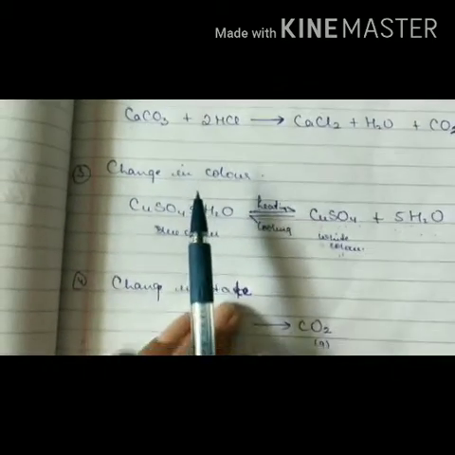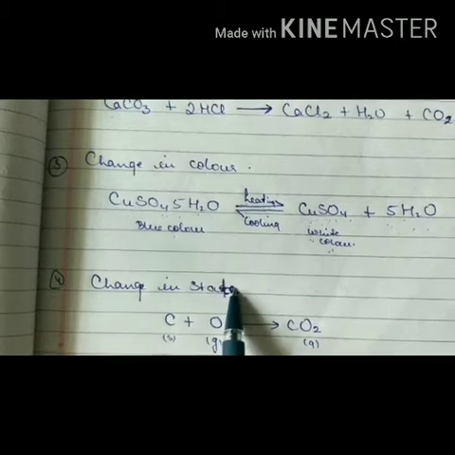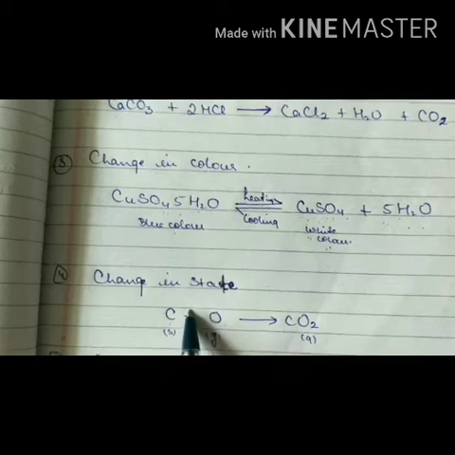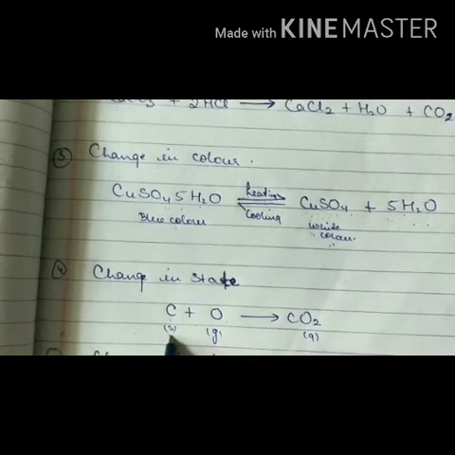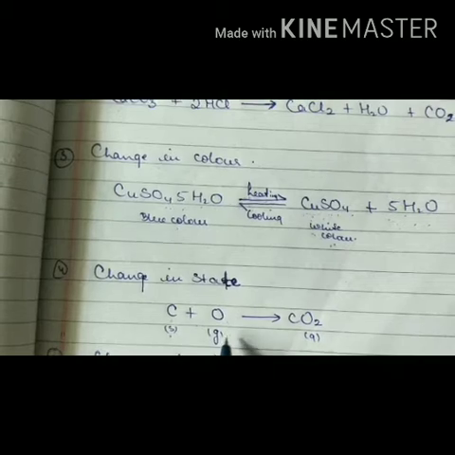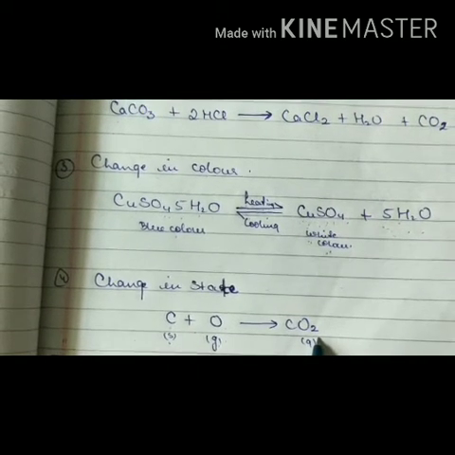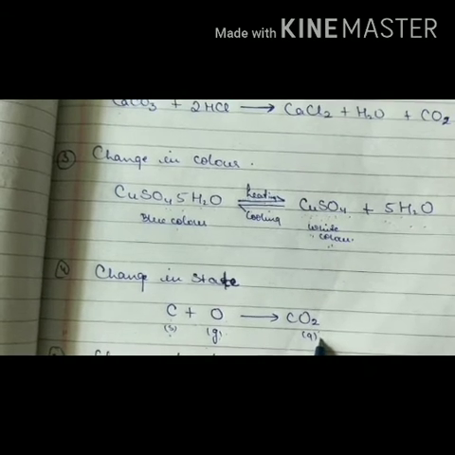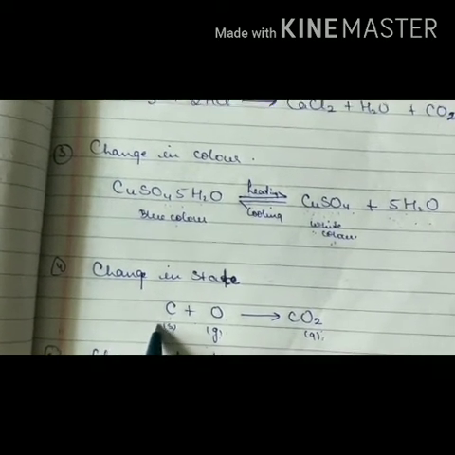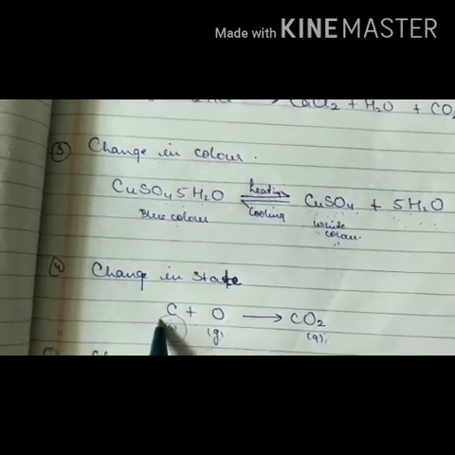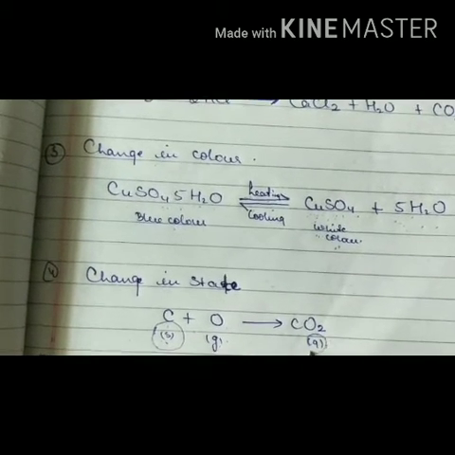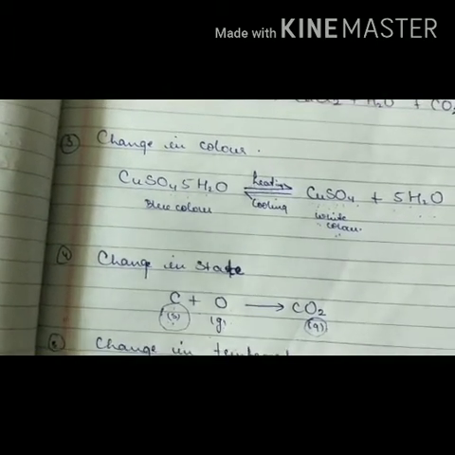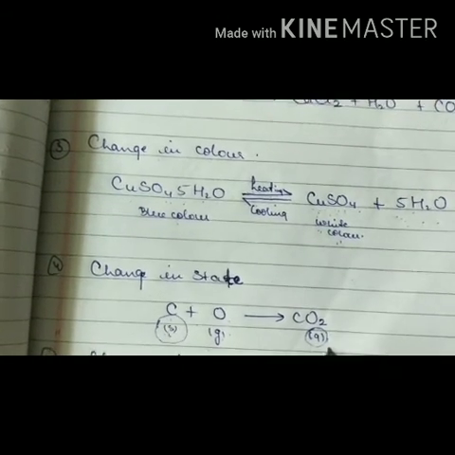Now the fourth change is the change of state. Here you can see carbon and oxygen combine during the reaction. Carbon is in solid form and oxygen is in gaseous form, but after the reaction they convert into carbon dioxide, and the state of carbon dioxide is gaseous. So the carbon changes its state of matter from solid to gas.